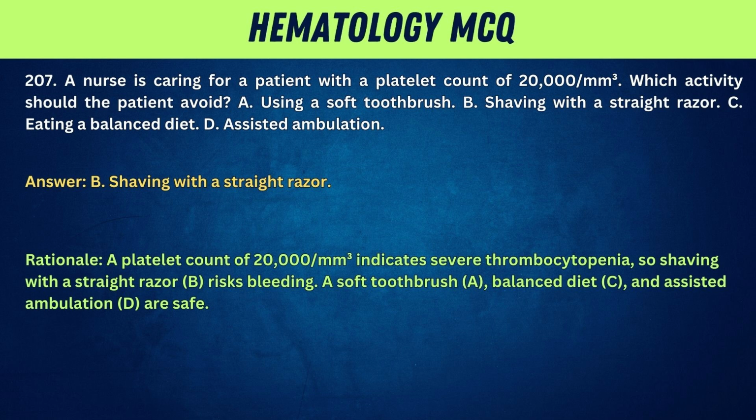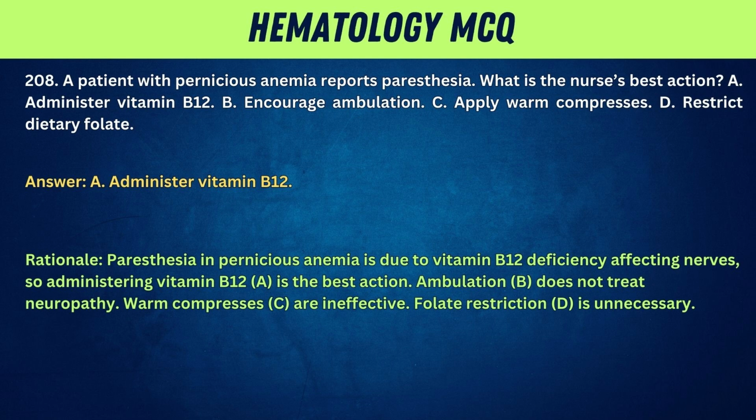Answer. B. Shaving with a straight razor. Rationale. A platelet count of 20,000/mm³ indicates severe thrombocytopenia, so shaving with a straight razor, B, risks bleeding. A soft toothbrush, A, a balanced diet, C, and assisted ambulation, D, are safe.